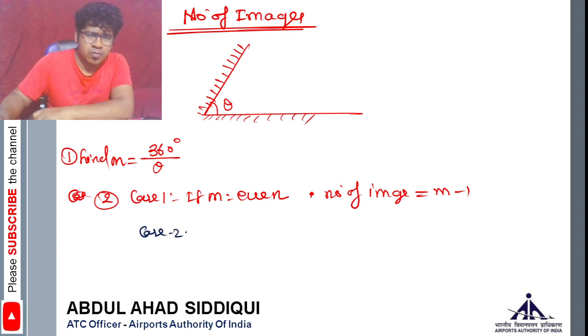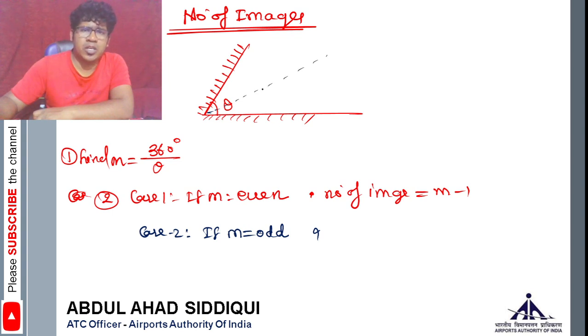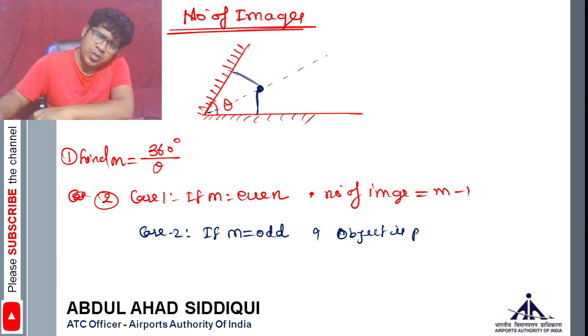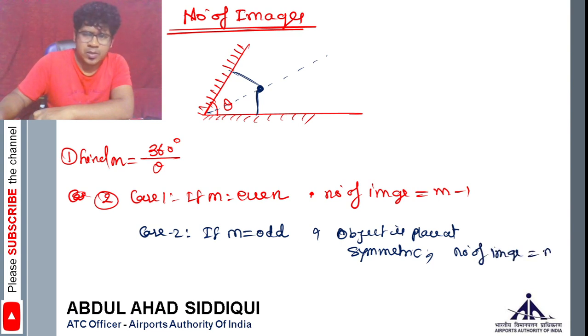Case 2: if m is odd and the image is placed symmetrically, meaning let's say this is the placement and you are placing the object at a symmetric position with respect to both mirrors, then the object is placed at a symmetric location, and the number of images will be the same, m minus 1, right?